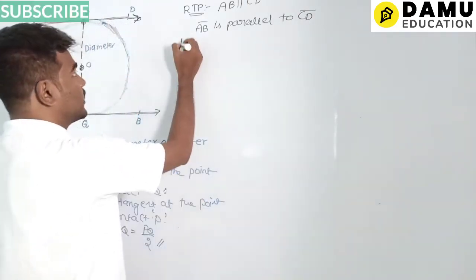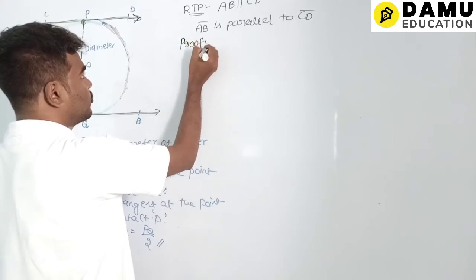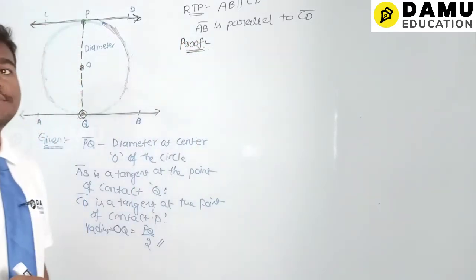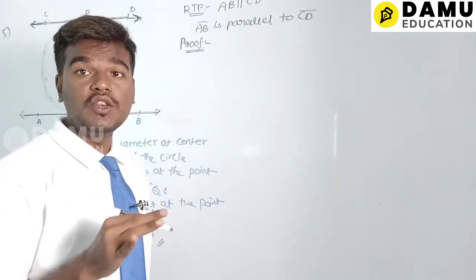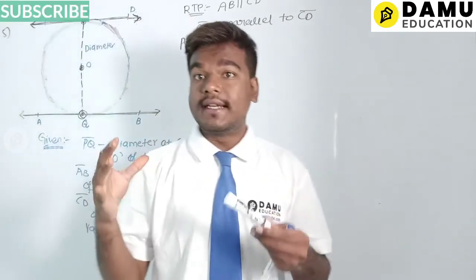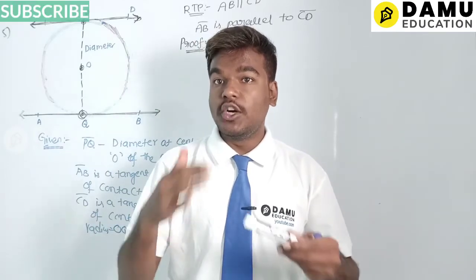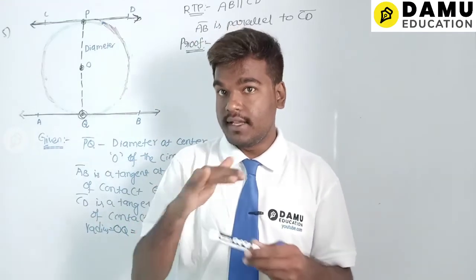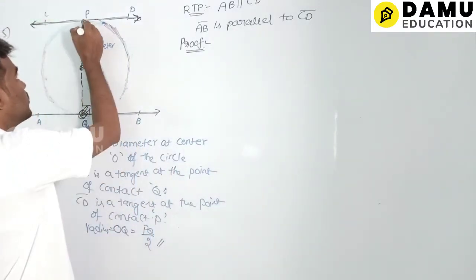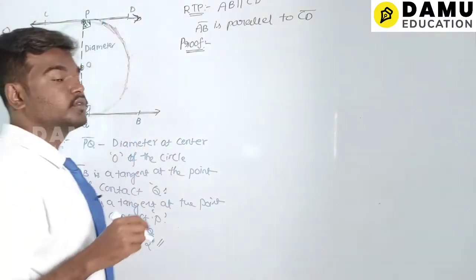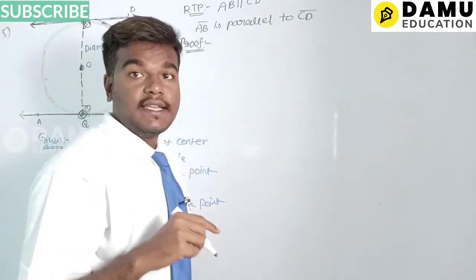So how to prove it, here is the proof. Let's write the proof. So what is the proof here? First, the given conditions. As we know, a tangent is always perpendicular to the radius. That means here it's making 90 degrees and here also it's making 90 degrees.